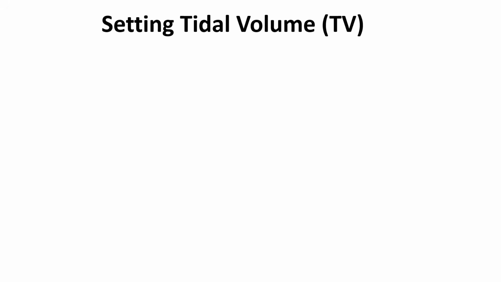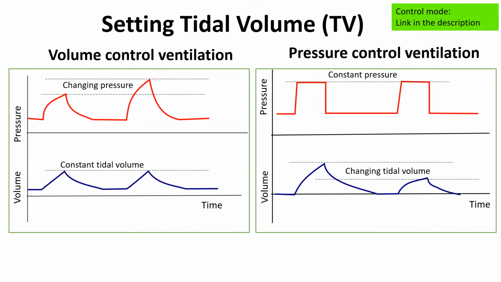The approach to tidal volume setting varies between different modes of mechanical ventilation. In volume-controlled ventilation, the clinician sets the desired tidal volume, and the ventilator delivers this volume with each breath, adjusting the inspiratory pressure based on the patient's lung compliance and airway resistance. This mode ensures consistent tidal volume delivery, although the peak inspiratory pressures may fluctuate.